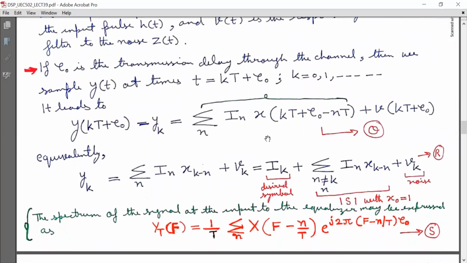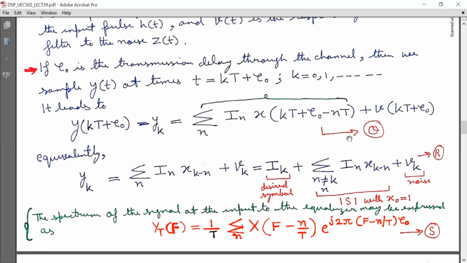Now, if tau naught is the transmission delay through the channel, then we sample y(t) at times t equal to kT plus tau naught. When k is changing from 0, 1 and so on, it leads to y(kT plus tau naught) equal to y_k, and that is equal to summation n I_n x(kT plus tau naught minus nT) plus v(kT plus tau naught), as shown in equation Q. So equivalently, y_k is equal to summation n I_n x_(k minus n) plus v_k.